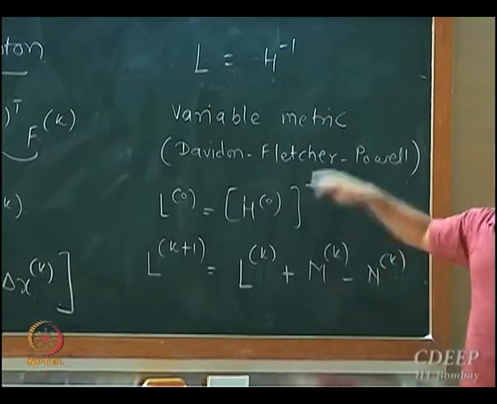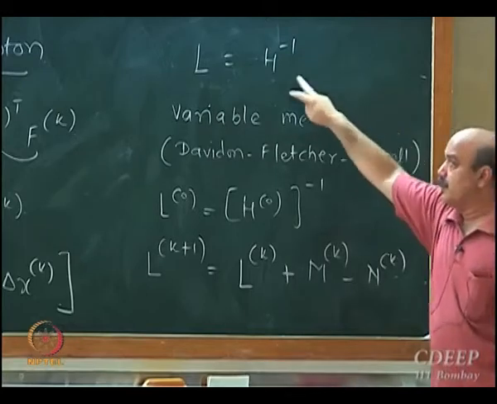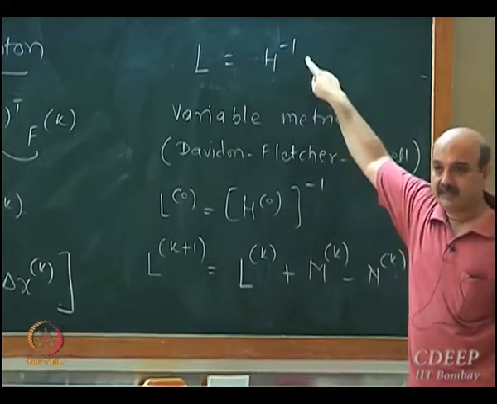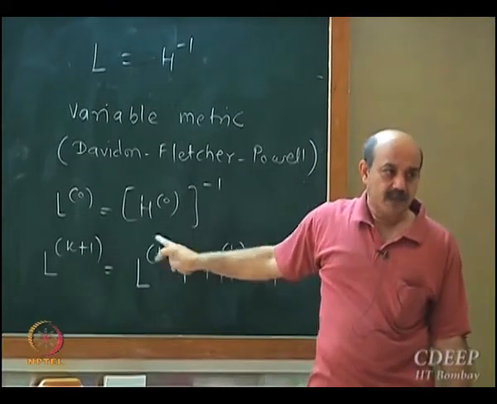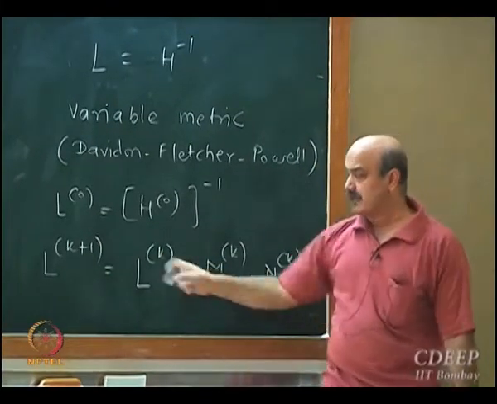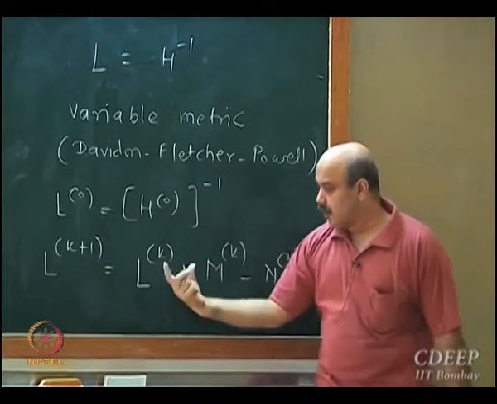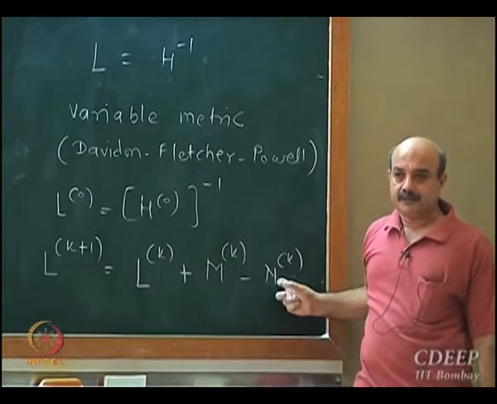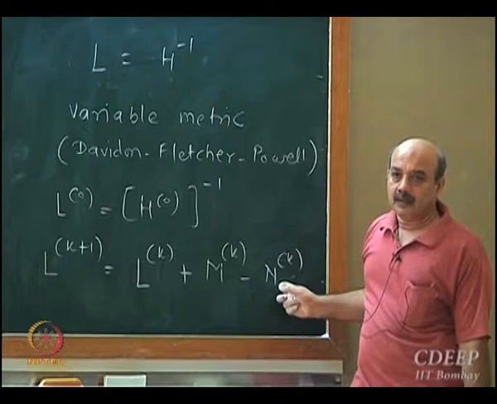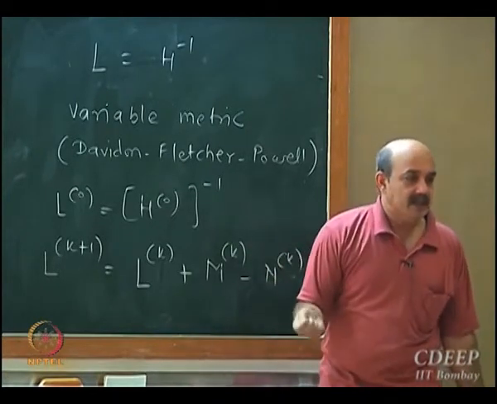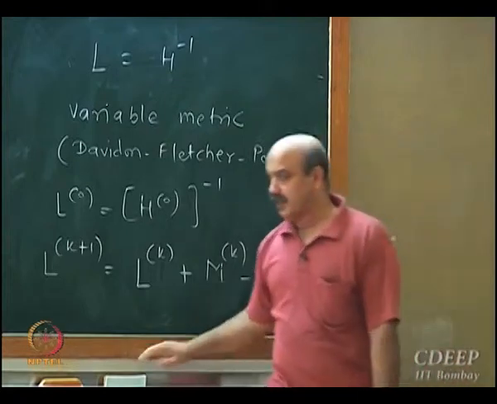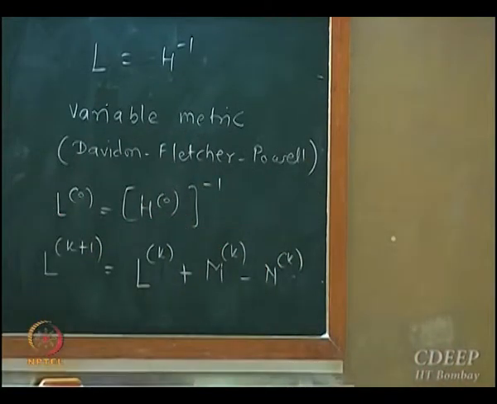Okay, in quasi-Newton method this is the philosophy, that is you define a matrix L is equal to H inverse. You only once compute this, and then every time what you do is the new inverse is old inverse plus some correction. This correction does not involve explicit Hessian computation. What is this correction?